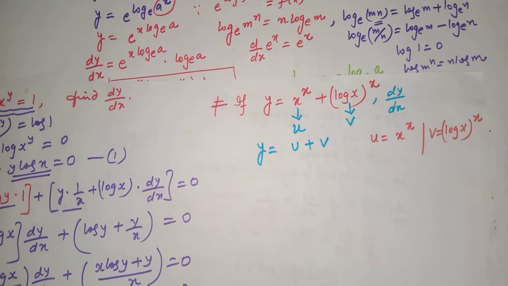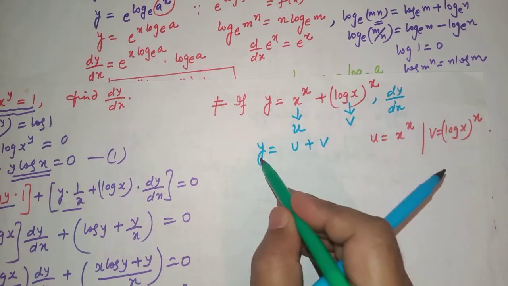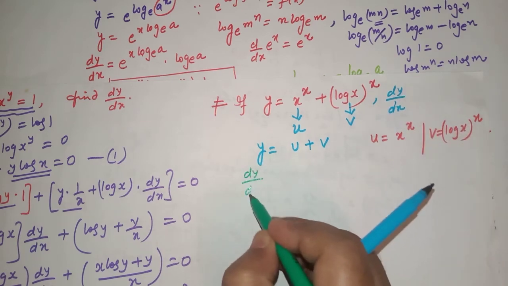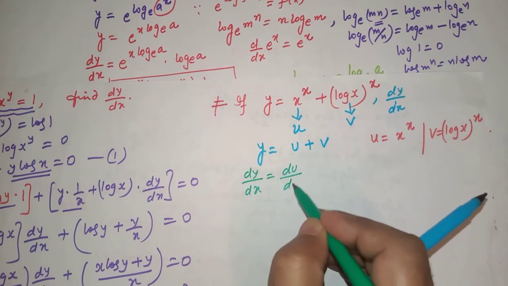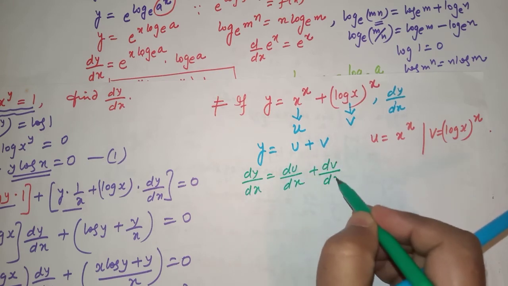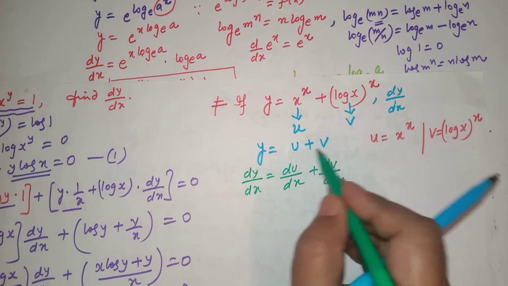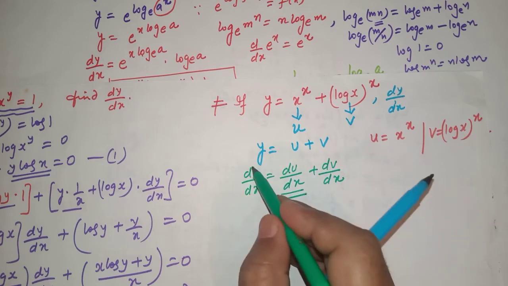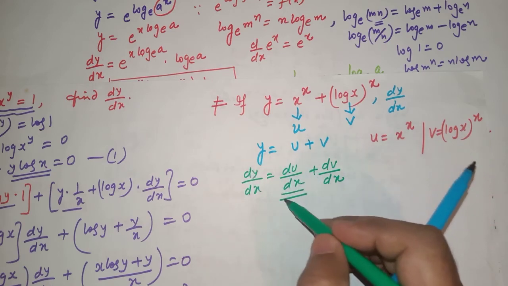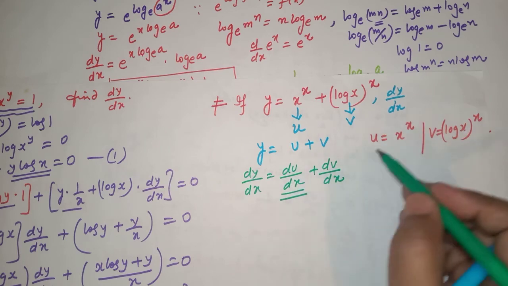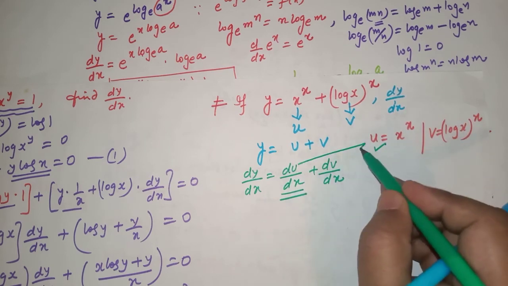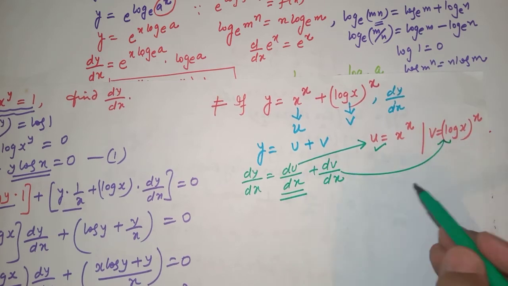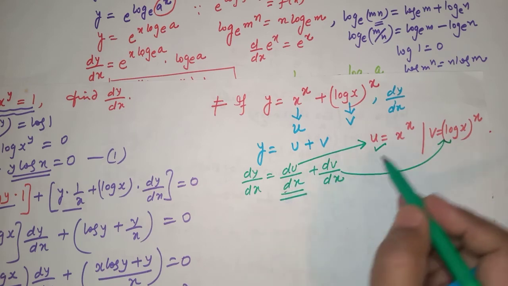Now what we will do, we have y equal to u plus v, so we have to find dy over dx. Therefore dy over dx is equal to du over dx plus dv over dx, because we'll individually differentiate these two functions with respect to x. Now here du by dx and dv by dx, so du by dx will be obtained by this function, and dv by dx will be obtained by this function.